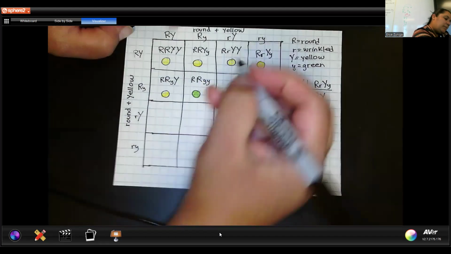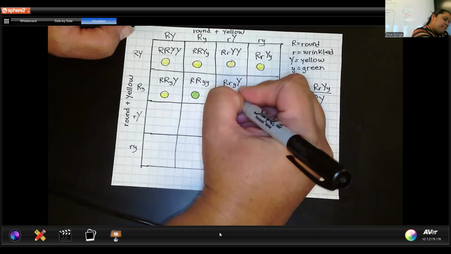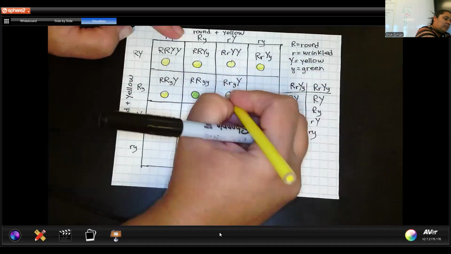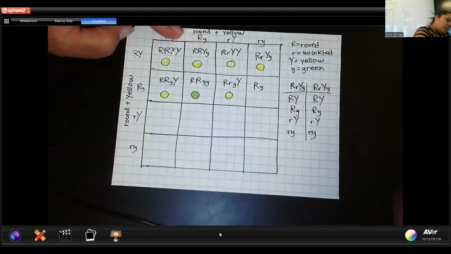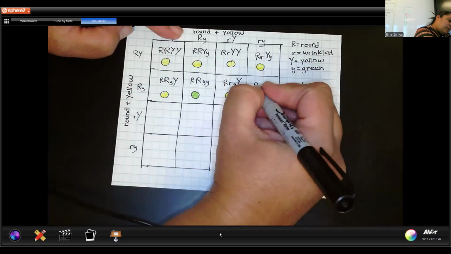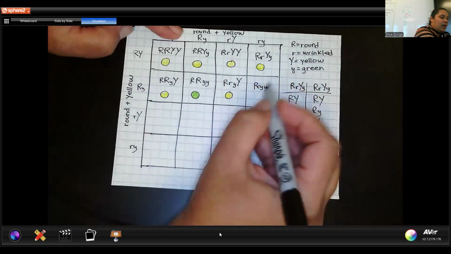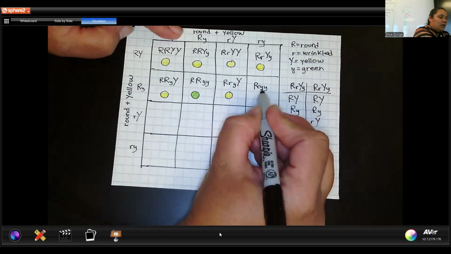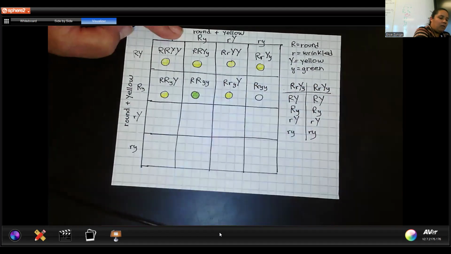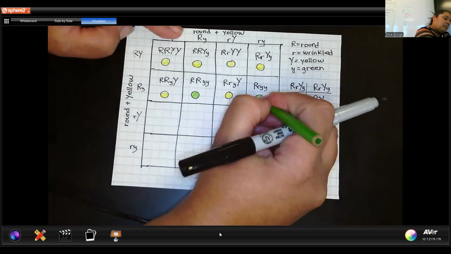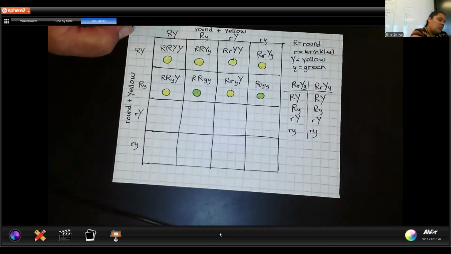And then we do the next one. So again, we go back to being round and yellow. And then we do the next one. Oh, this is a lowercase r. Okay, so we have capital R, lowercase r, lowercase y. This is also round because we have at least one capital R, but this time it's green because we have two lowercase y's. Okay, so we keep on going.